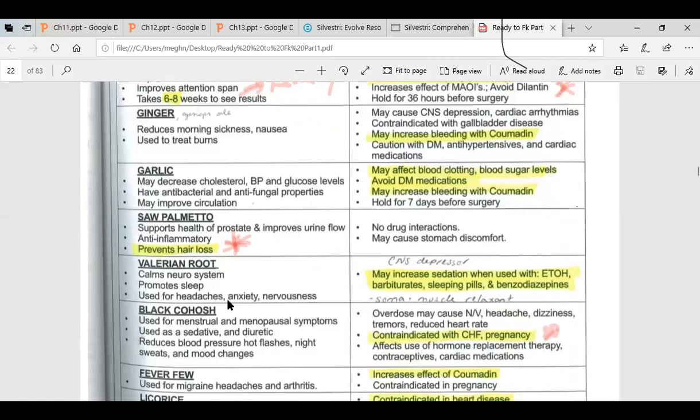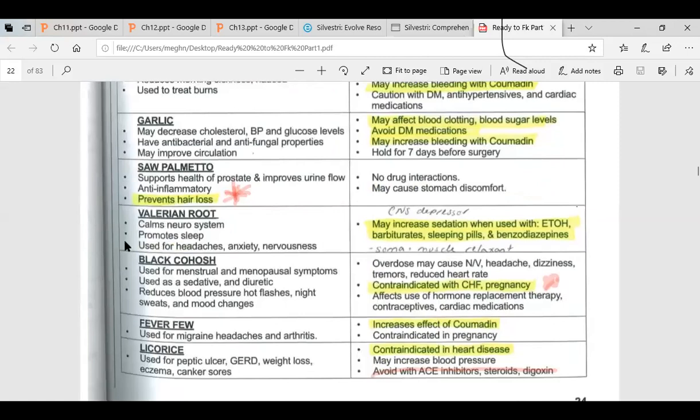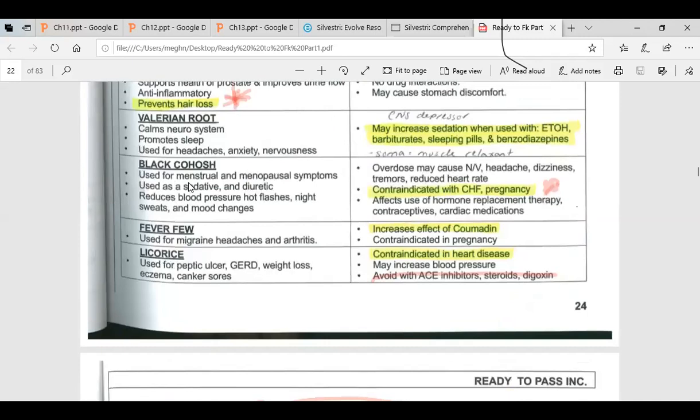Then saw palmetto is good for benign enlargement of the prostate. Then Valerian root, frequently asked board question. It increases the sedation when used with alcohol or sedative medication like barbiturates, sleeping pills, and benzodiazepines. Valerian root, patients use for sleeping, to promote sleep. Frequently asked question in NCLEX. Black cohosh, less important. Feverfew increases the effect of Coumadin.